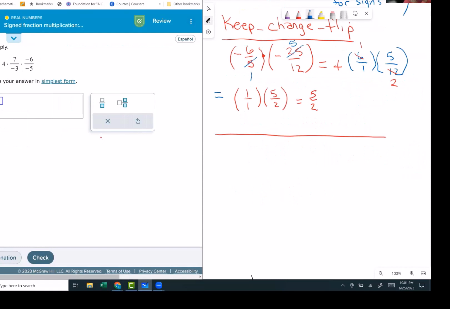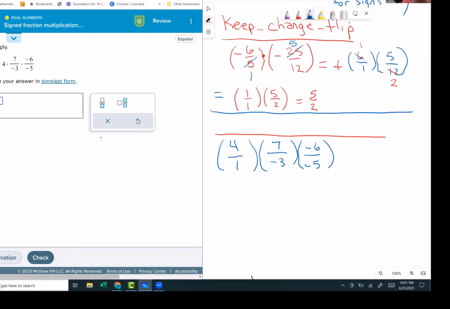Sign fraction multiplication, more complicated. You may not see these in the software that you're using, but it doesn't hurt to know the next level up. So I have 4, and I'm going to put over 1 just to be helpful, so that we know what's the numerator, what's the denominator. 7/-3 times -6/-5.